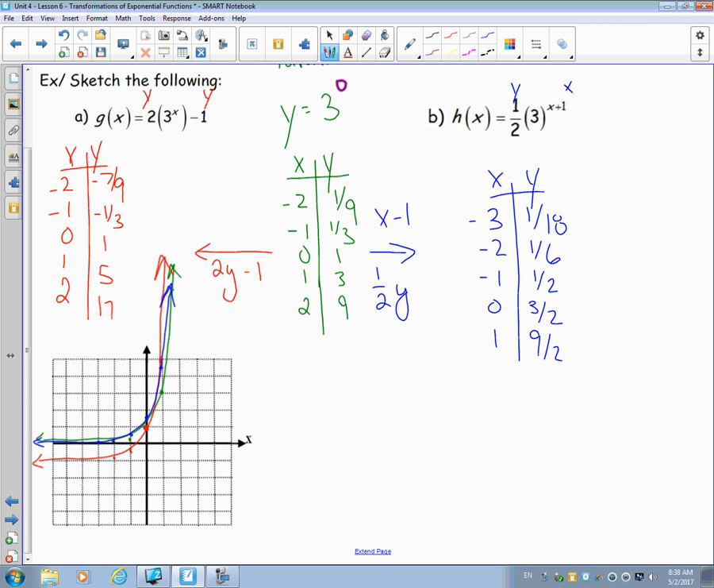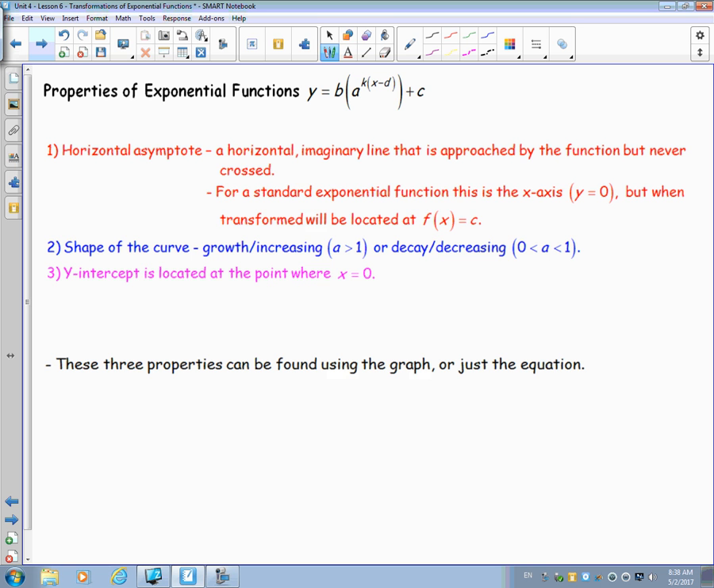The last thing I want to look at is some properties of exponential functions, so things that are in this form. There's 3 properties we want to worry about. The first one's called a horizontal asymptote. The way a horizontal asymptote works is it's an imaginary line that's approached but never crossed. For a standard exponential function, this is the x-axis. But when we transform it, we're going to move it according to c. c is this number back here.